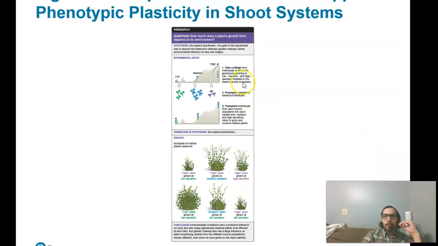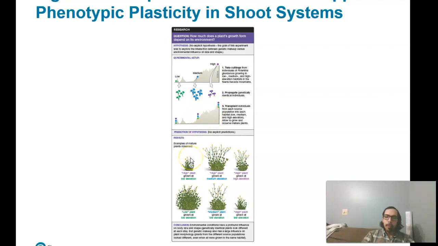So they took the cuttings from individuals of Potentilla glandulosa growing at low, medium, and high elevation habitats in the Sierra Nevada mountains. They took the cuttings and then they propagated the plants. So these were genetically identical to the sources. Okay. Then they transplanted the individuals from each source population into the different habitats. So the low, the medium, and the high.